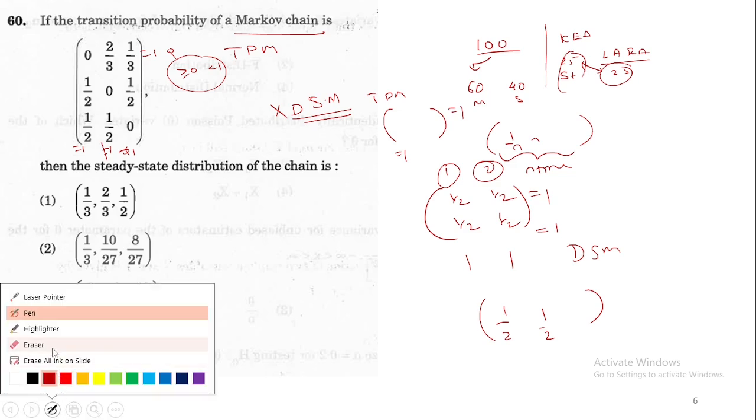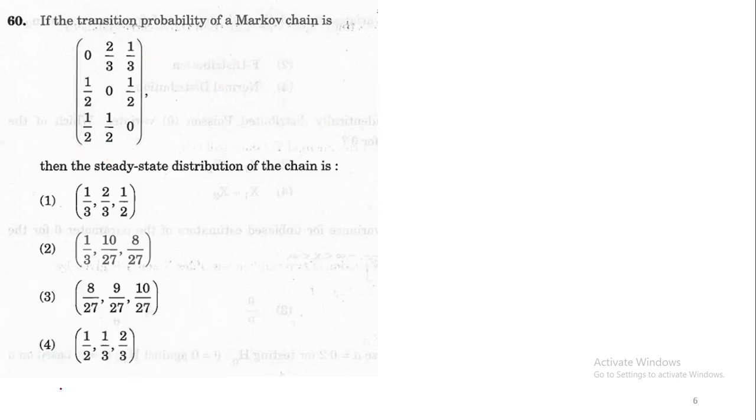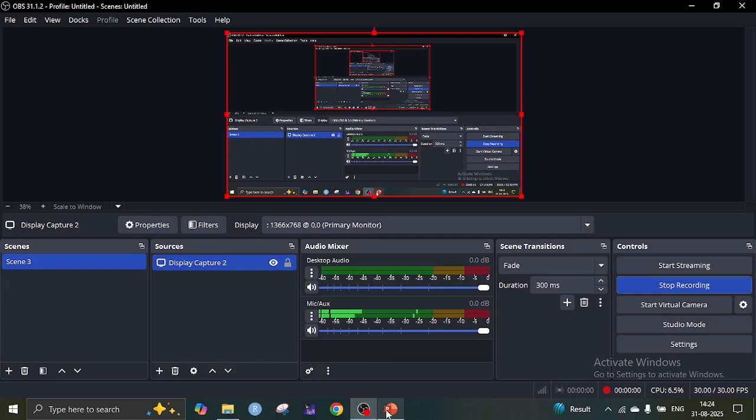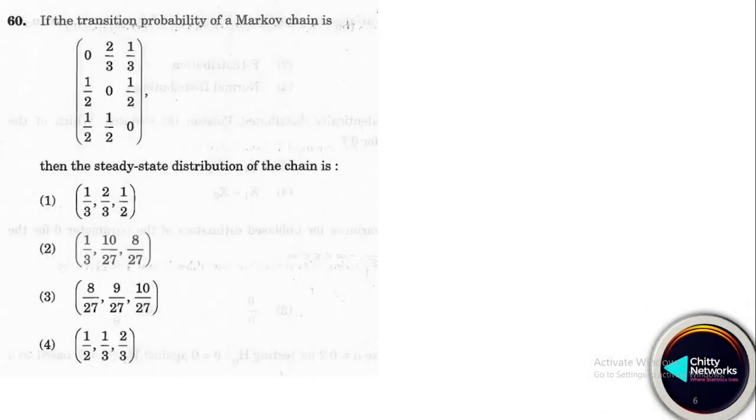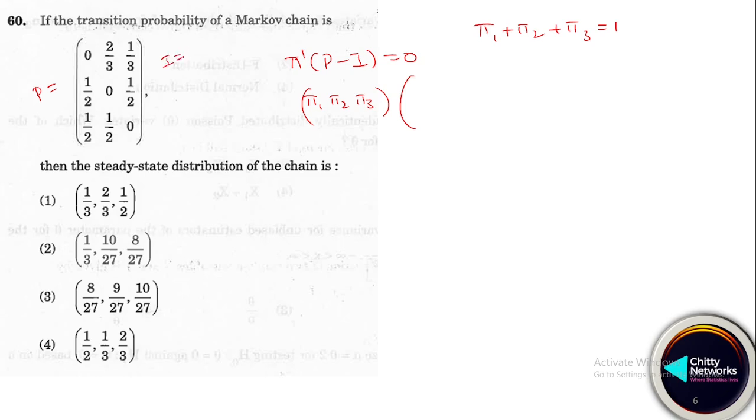So how to solve this? To get the steady state from the transition probability matrix, this question will be solved in this format. The formula is pi dash into (P minus I) is equal to 0, and one more result is pi 1 plus pi 2 plus pi 3 is equal to 1. We shall solve this. Pi dash is a row matrix, pi 1, pi 2, pi 3, and P is the transition probability matrix, and I is the identity matrix of order 3 by 3.